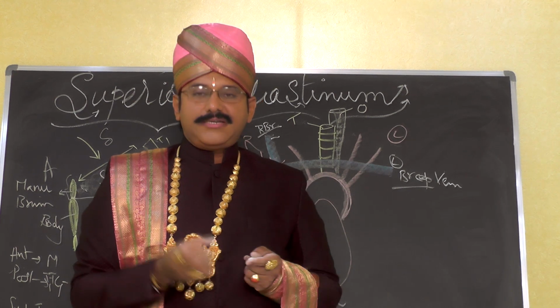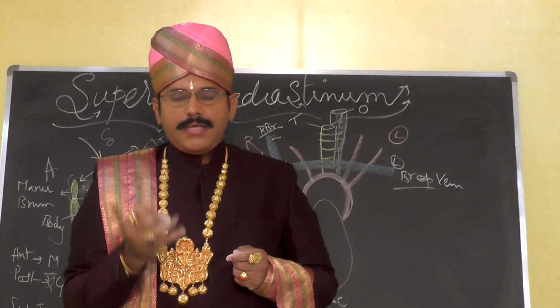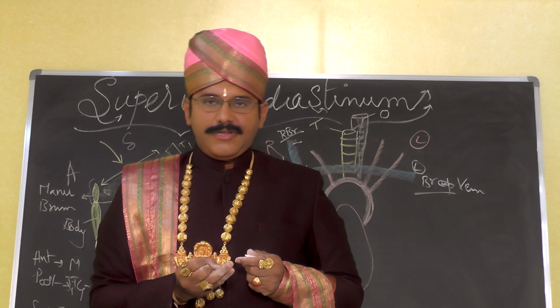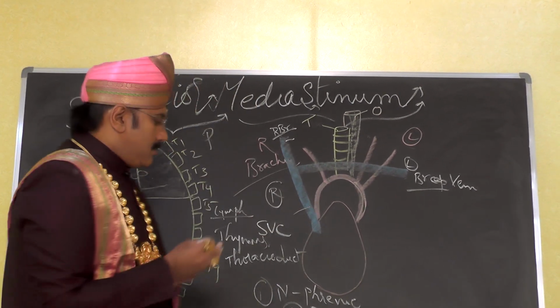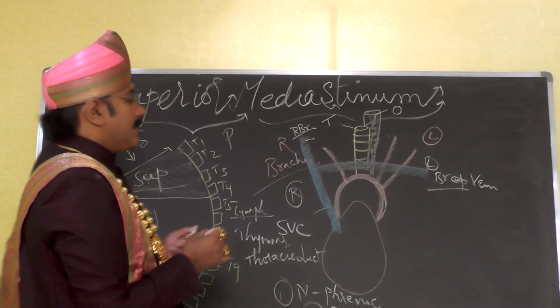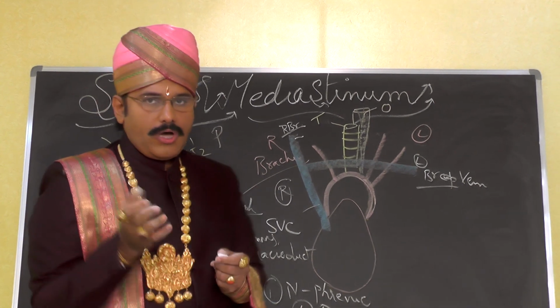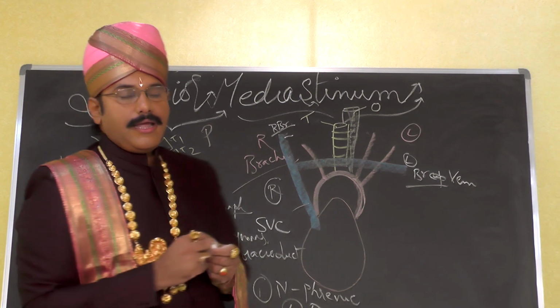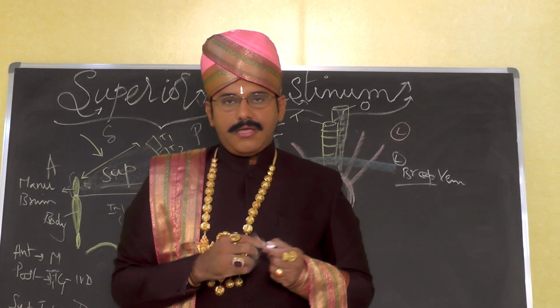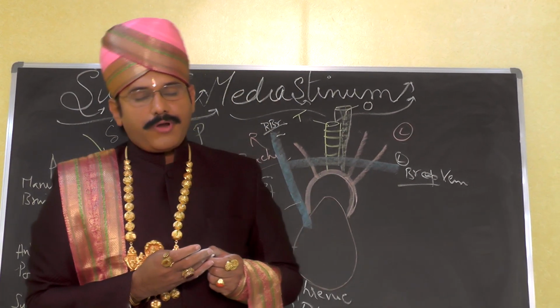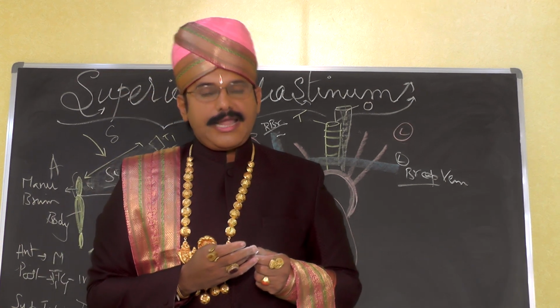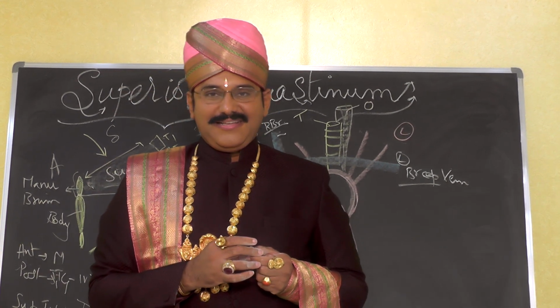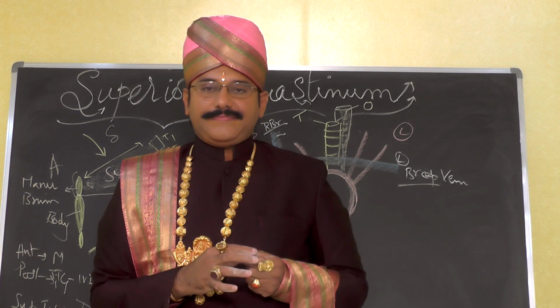The other nerves present are the phrenic nerve, the cardiac plexus of nerves, and the vagus nerve, which is present as a content of the superior mediastinum. Also we have the thymus, the thoracic duct and the lymph nodes, namely the paratracheal, bronchomediastinal and brachiocephalic lymph nodes. These are the contents.